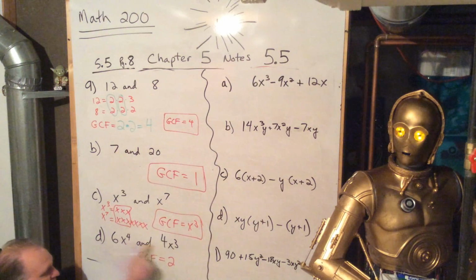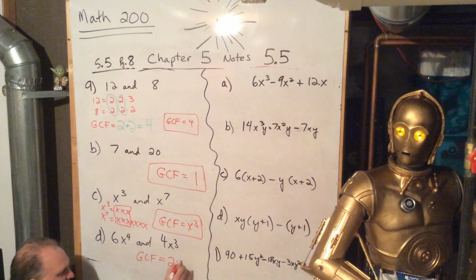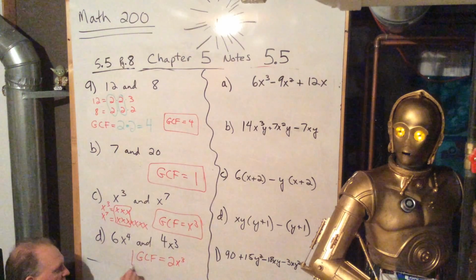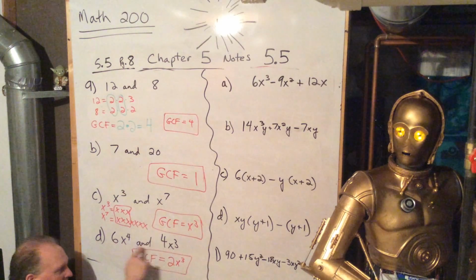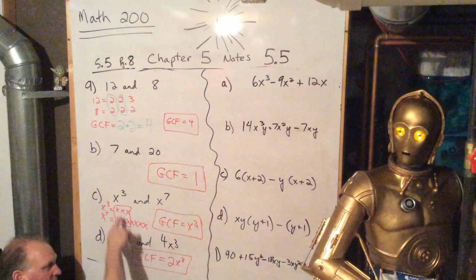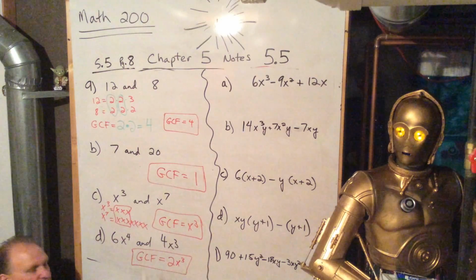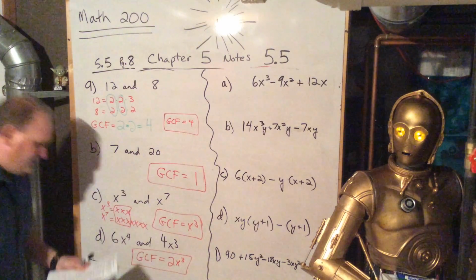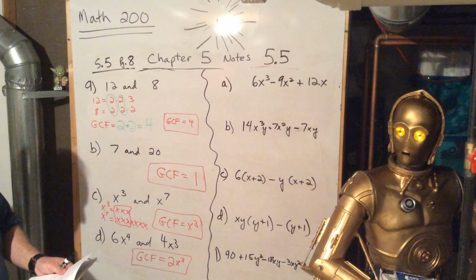And then x to the 4th or x to the 3rd, well, it's always going to be the lower power. x to the 3rd, because again, if you line them up, there's 4 of them, there's 3 of them, and then you take what they have in common. It's always going to be the lower power. All right.